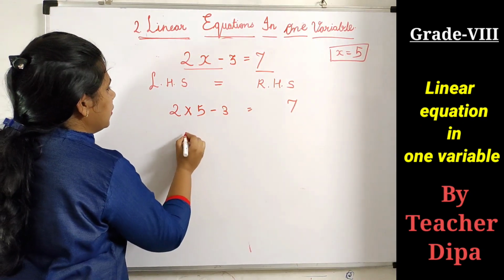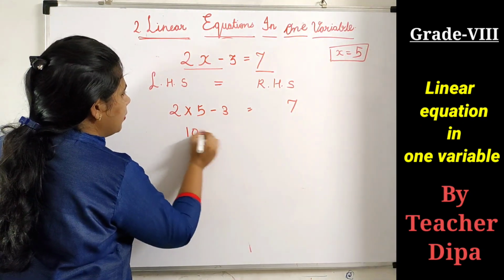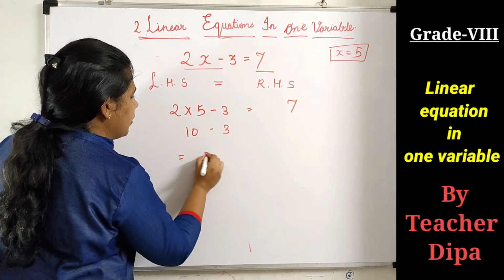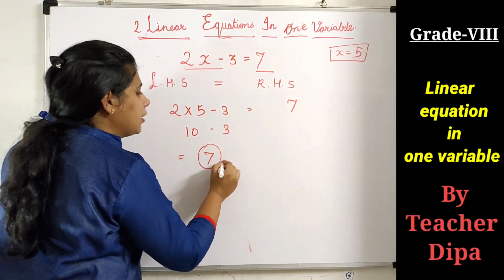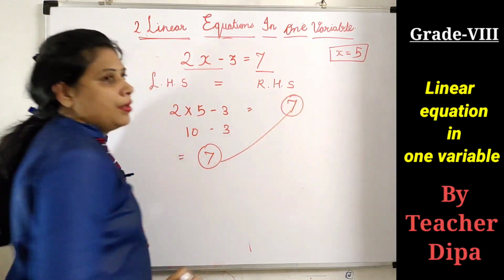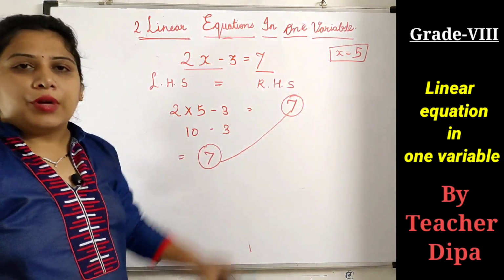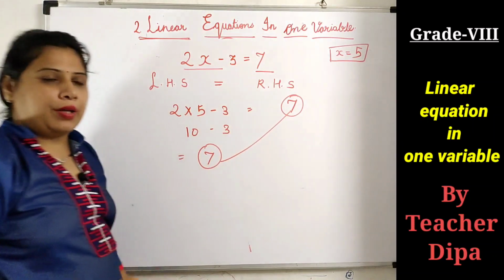Now it is 10, minus 3, and this is equal to 7. It means it is equal to the RHS side. Here our answer is verified, that is x is equal to 5.